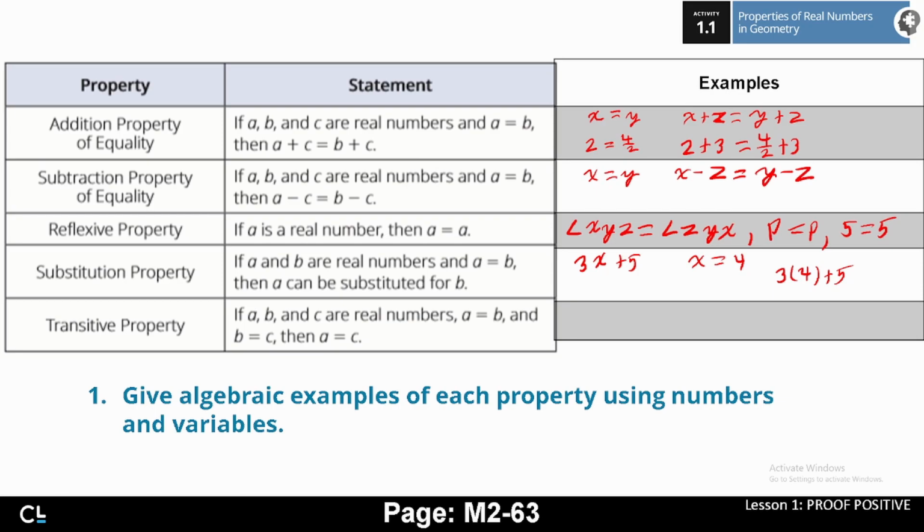And last but not least, our transitive property. This one says if two things are equal to the same thing, then those things have to be equal, right? So it says if A, B, and C are real numbers, A equals B and B equals C, then A equals C, right? In other words, let's say we say that AB is equal to CD and CD is equal to EF. That means that AB has to be equal to EF. Basically what it means, right?